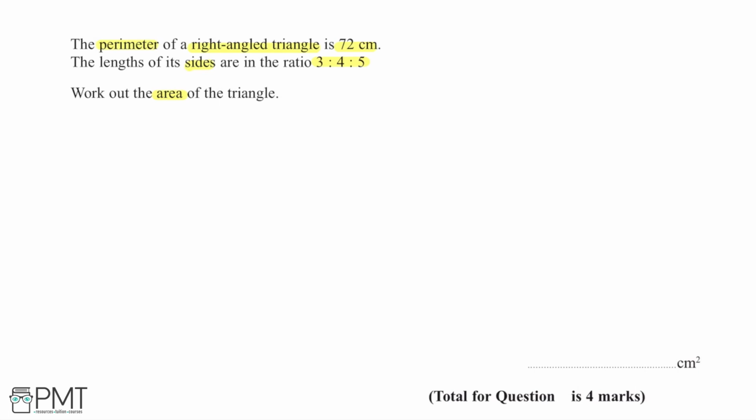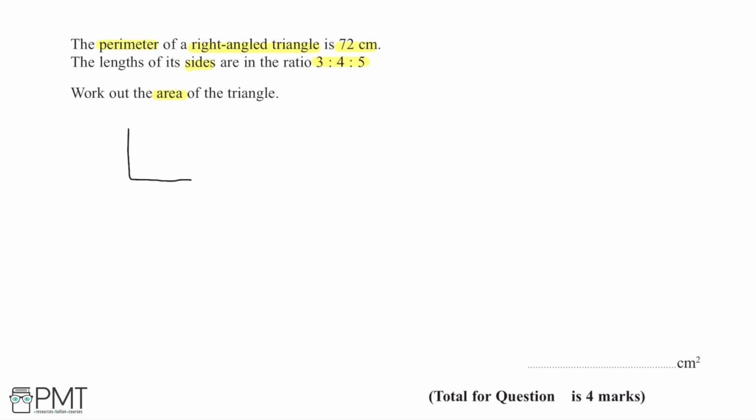So I think a good place to start here would be just drawing a quick diagram out, just so that I can definitely see what's happening. I know that I'm working with a right angled triangle with sides in the ratio 3 to 4 to 5, and the greatest length, so this one represented by the 5 in the ratio, is going to have to be the diagonal of this triangle, as that's going to have to be the longest length.